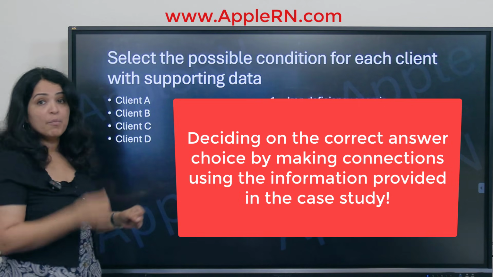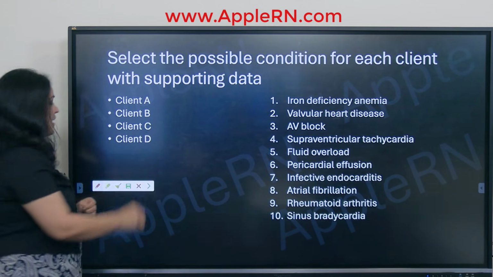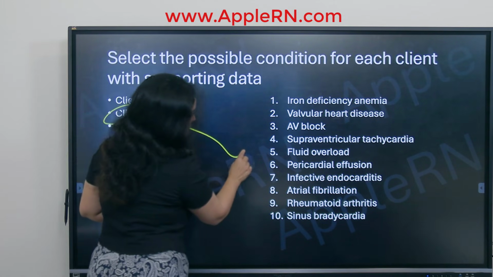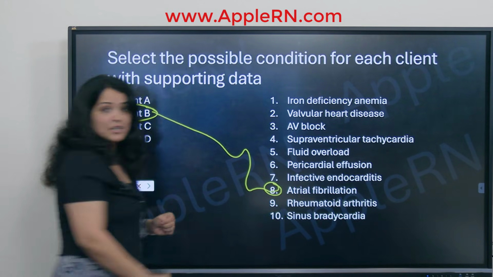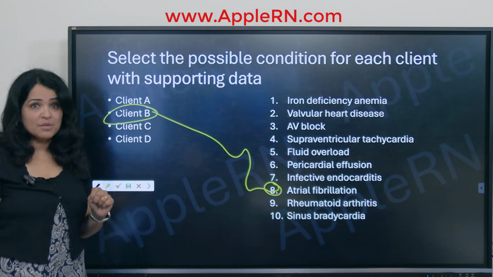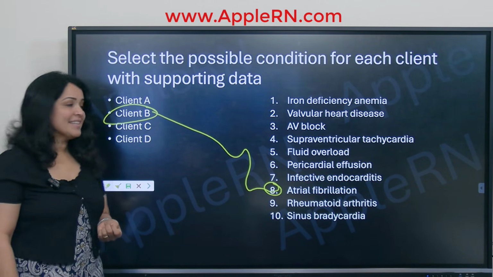So what's going to be the best option for client B now? Client B, I would say this one, where is it? Okay, atrial fibrillation. So client B is possibly having atrial fibrillation. All right, let's go to client C.